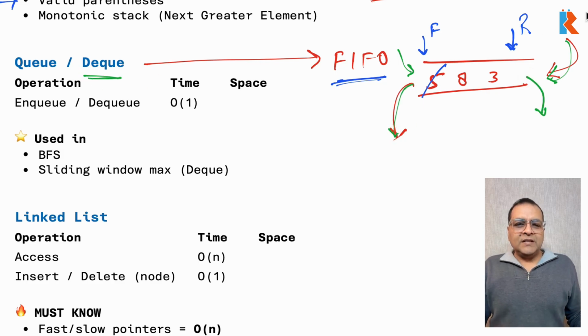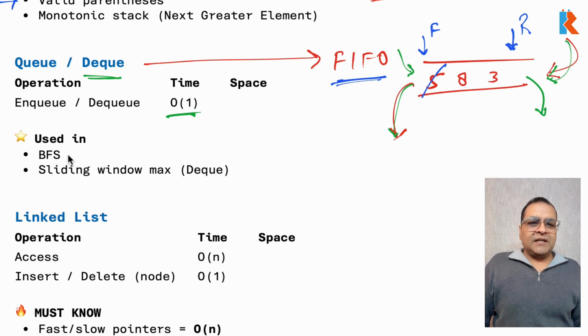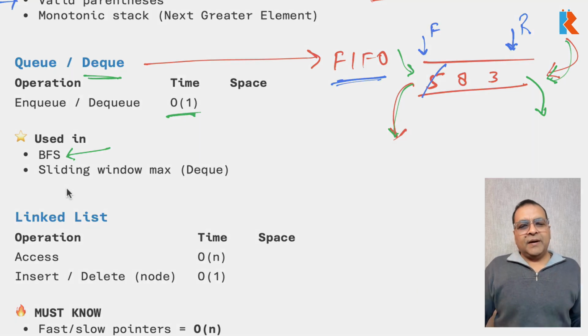The typical time complexity of inserting or deleting an element in a queue is constant. So is the time complexity of pushing or popping an element from a stack. The biggest application of queue is that queue is used in the BFS algorithm, breadth first search algorithm, or the level order traversal algorithm in a binary tree.